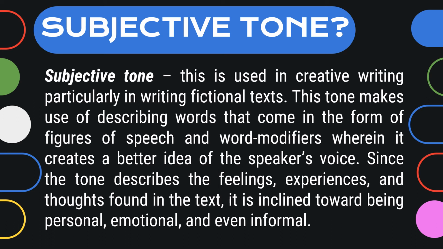Since the tone describes the feelings, experiences, and thoughts found in the text, it is inclined toward being personal, emotional, and even informal. So magkasalungat sila doon sa objective. Kasi ang objective neutral lang. Wala siyang pinapanigan. Kahit na personal pa man yan, emotional pa man yan, or formal or informal pa man yan. Unlike dito sa subjective, pag sinabing subjective, naka-inclined or nakadikit or magkadikit sila ni personal, emotional, and informal.